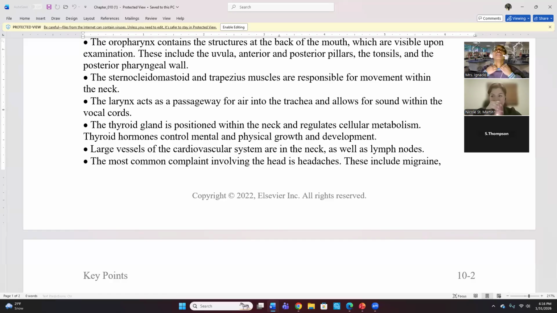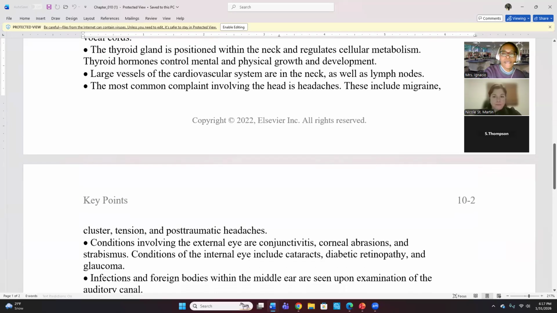Okay, and last night we tested for the thyroid as we gently put our fingertips and stood behind the patient and we swallowed. So that's thinking, okay, are there any abnormalities there? And we're always looking for bilateral symmetry.